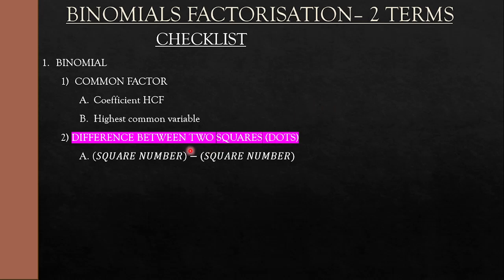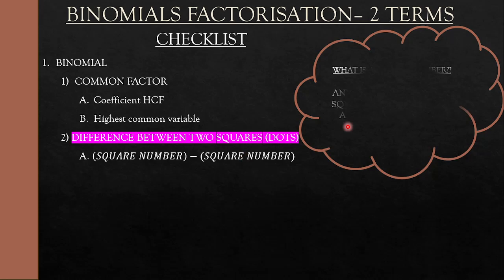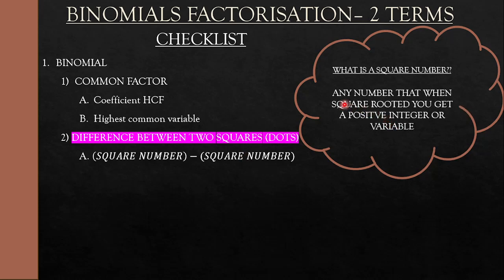Now, difference between two squares, we're going to call it dots for the rest of the session just to make this line a bit shorter. So basically all we're looking for is a square number subtracted by a square number. Now, what is a square number? A square number is any number that when square rooted, you get a positive integer or variable.